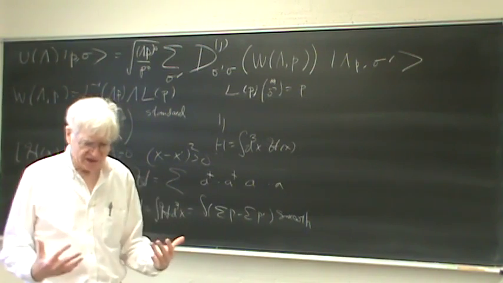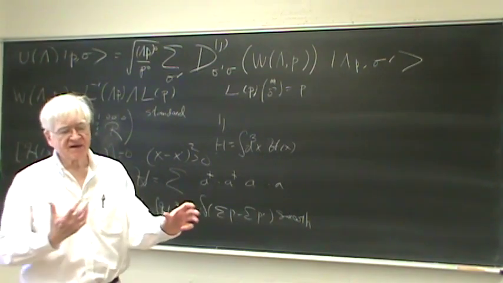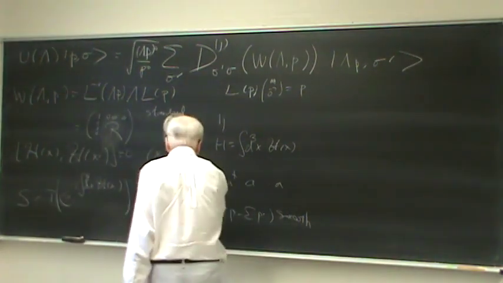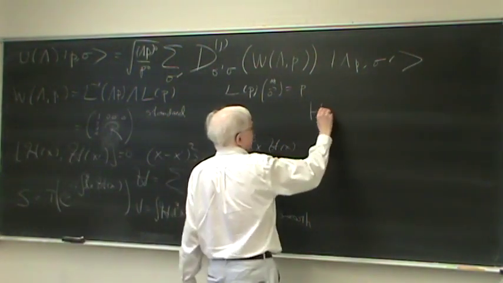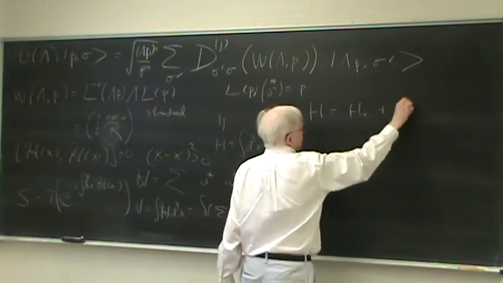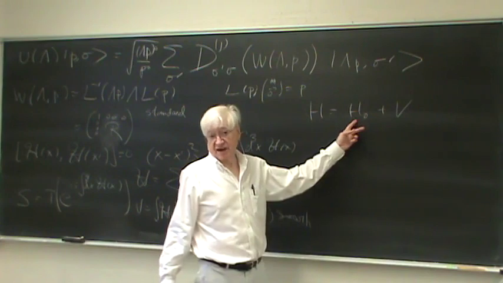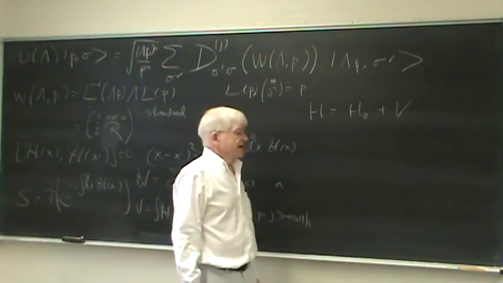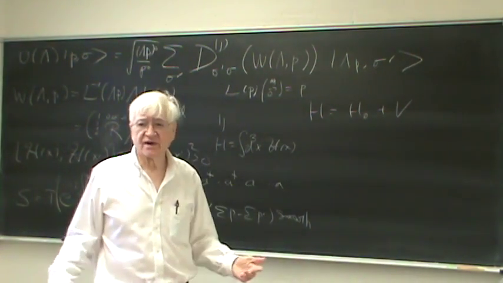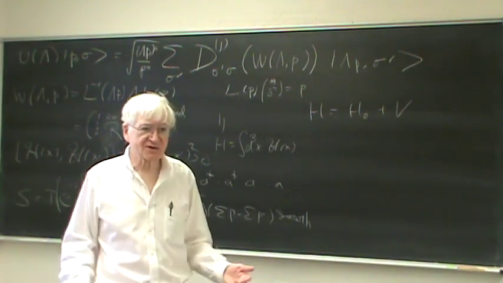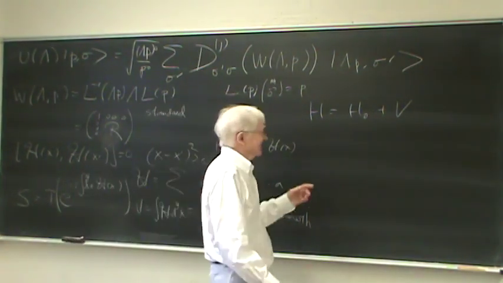one of the common things to do is you write the Hamiltonian. So I was a little sloppy here. You write the Hamiltonian as H0 plus V, where H0 is the Hamiltonian with no interactions. And you do this also in quantum mechanics. It's an area called time-dependent perturbation theory, chapter 11 in most books, or 13 or something.